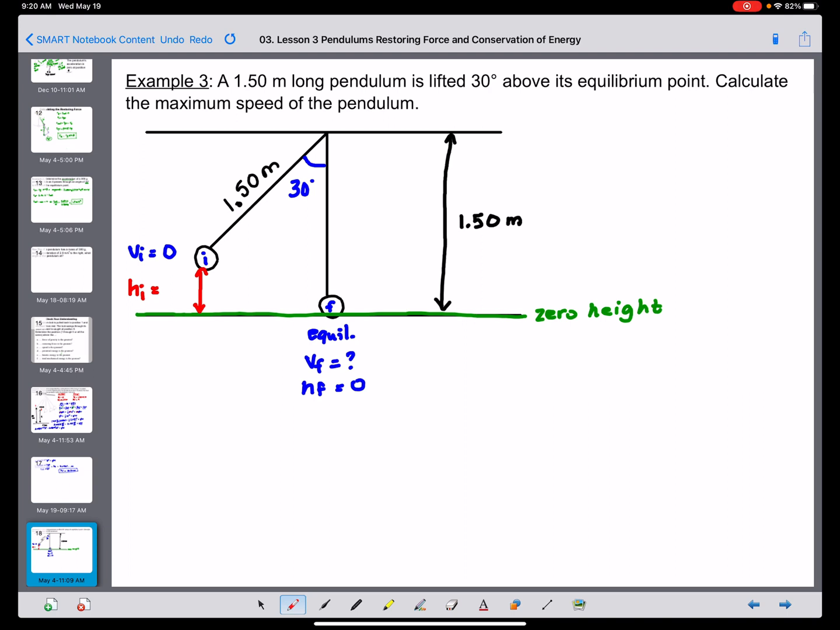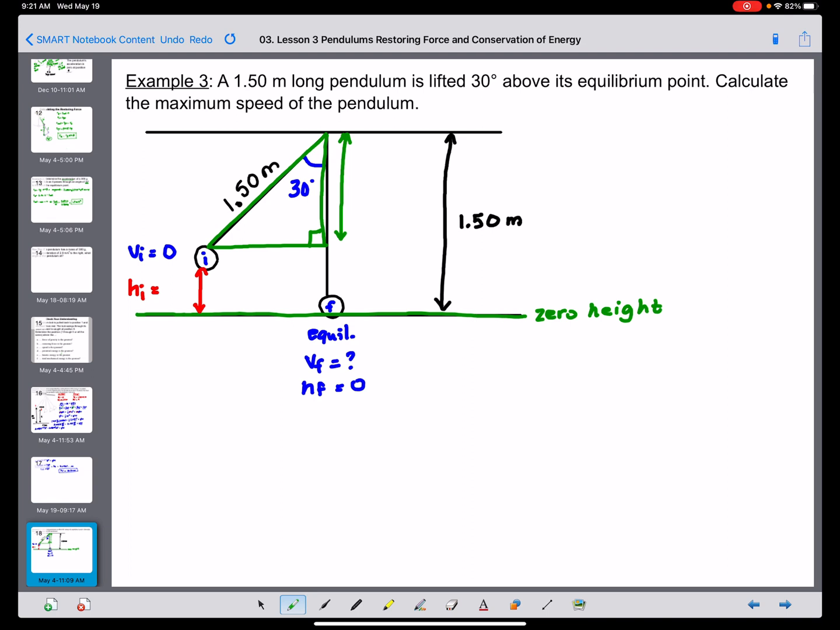And so to figure out what HI is, we need to actually do some trigonometry. We need to turn this pendulum into a triangle. So the triangle that you're going to make is going to look like this. I'm going to trace over it in green. Okay, so I'm making a right angle triangle. And what I'm going to do is find out what this side of the triangle is using trigonometry.